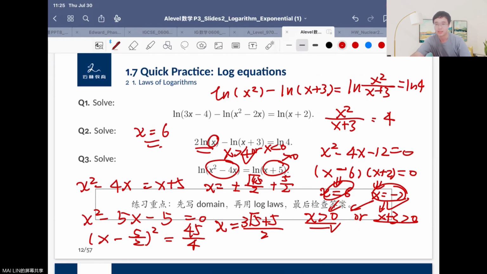That's all the answers for the logarithm part. I hope you can really understand how to calculate logarithm equations.